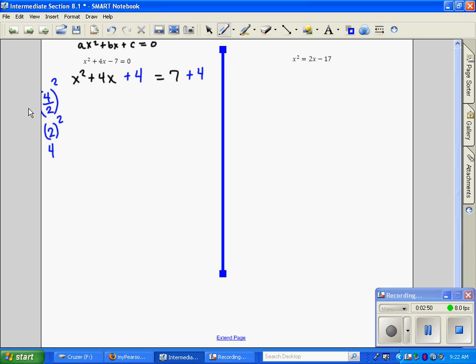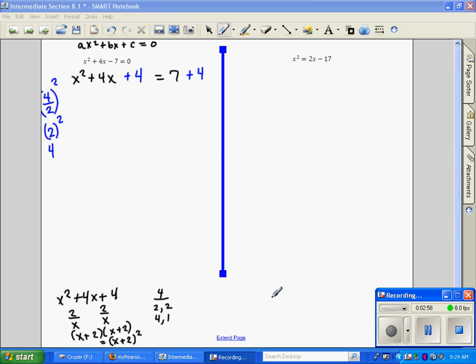Now we want to factor this side. I'm going to do it using the rooftop method and show you. Okay, so I took a second and I did our rooftop method, and we factored this using bottoms up, and we get x plus 2 squared.